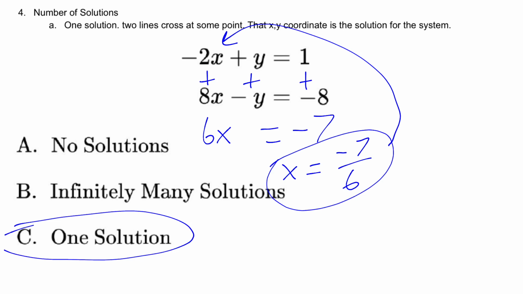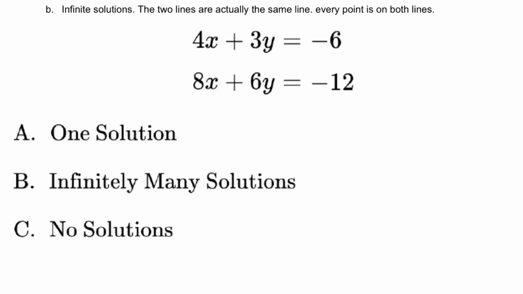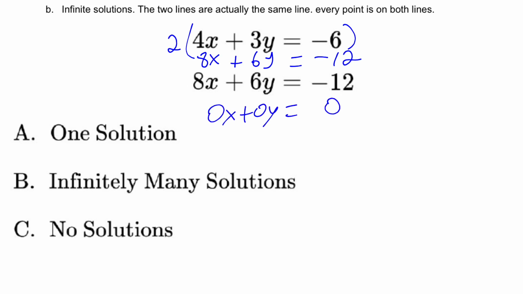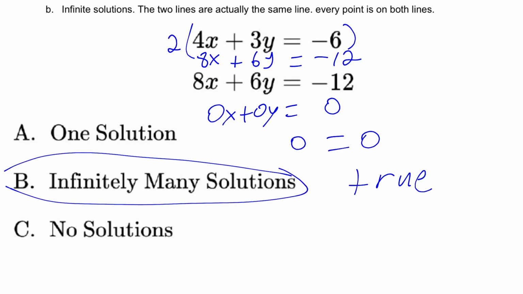Here's why. Let's take a look at the other cases. For this one, if we double the top equation, we now have 8x plus 6y is equal to negative 12. Notice that these are identical now. If I was to subtract these straight down, I would get 0x plus 0y is equal to 0, or in other words, 0 is equal to 0, which is a true statement. For that case, we have infinitely many solutions. And notice here that the x's and the y's are all gone. That's how you know it's an exception. When you're done, if you still have an x or a y, it's always just going to be one solution.